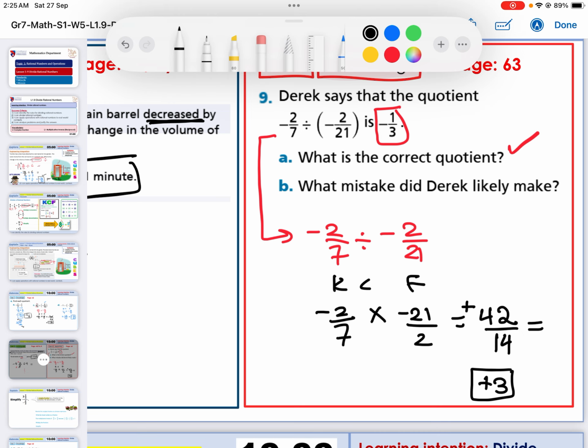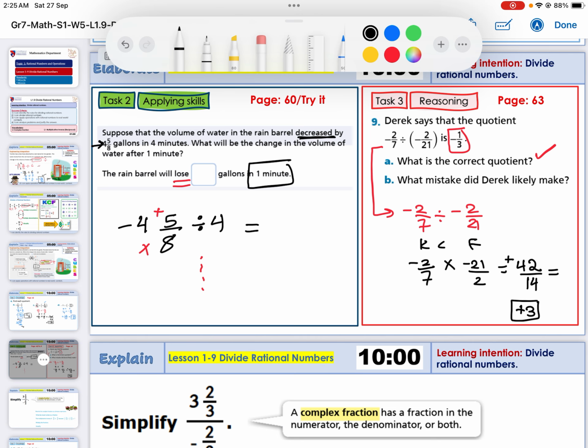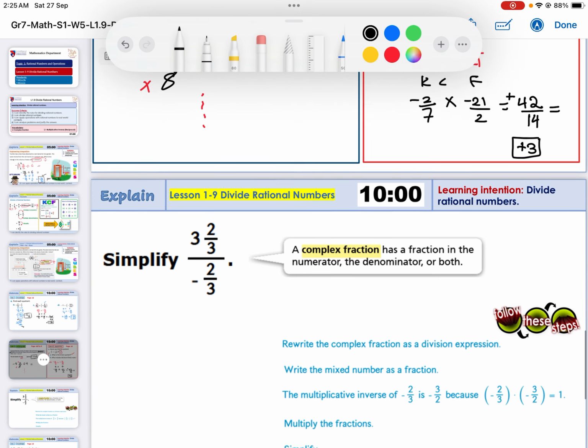So what mistake did he make? How did he end up with this answer? Well, obviously he did not apply the KCF strategy correctly. He did not multiply with the reciprocal of 2 over 21, or he did not multiply with the multiplicative inverse. That's the reason, but I don't have enough space to write it.